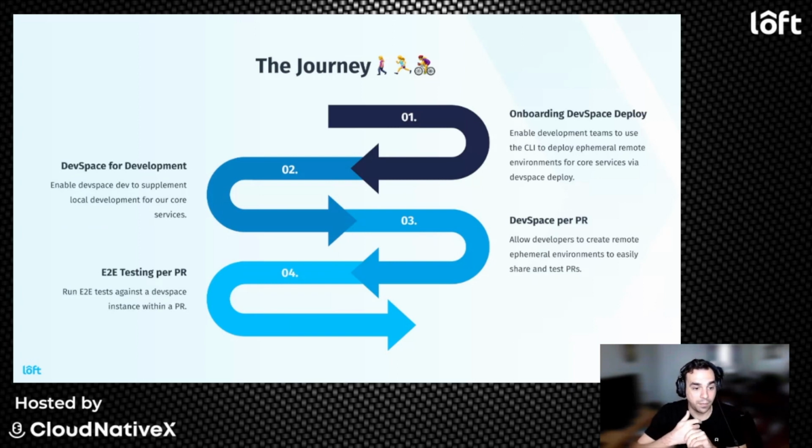And then finally, the last implementation that we've worked on with this was end-to-end testing per PR. Similar to number 3, the DevSpace per PR, this creates an ephemeral environment, preloaded with some data, and runs all of our end-to-end tests against that environment. Again, this improves quality and gives engineering teams the tools they need to do things easily, evolving from the initial, hey, let's get a remote environment via the CLI, to getting it working with our PRs and working where our developers are. And I think that's where we got a lot of benefit from.